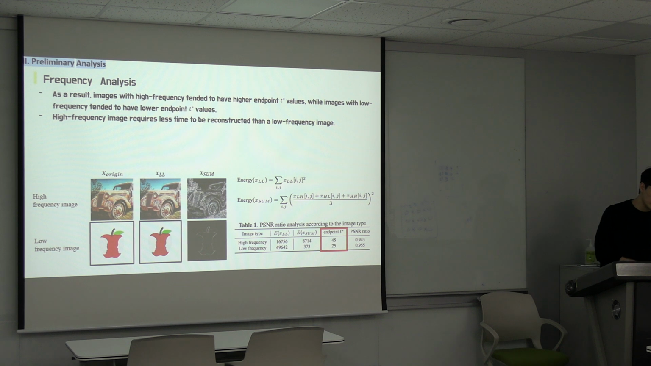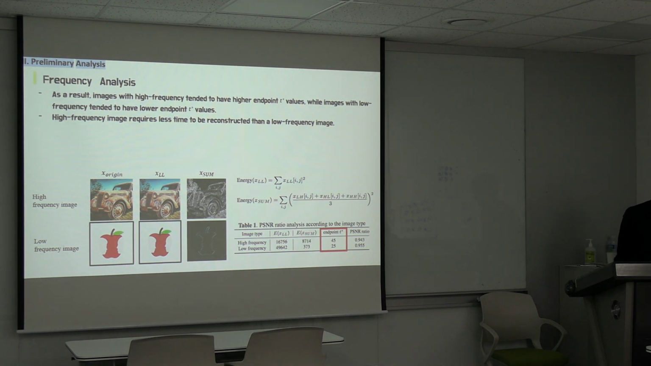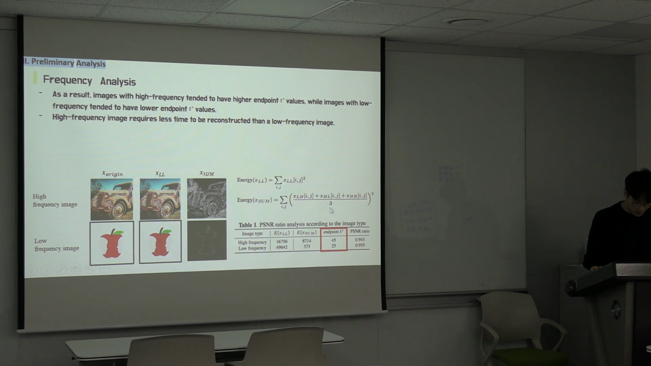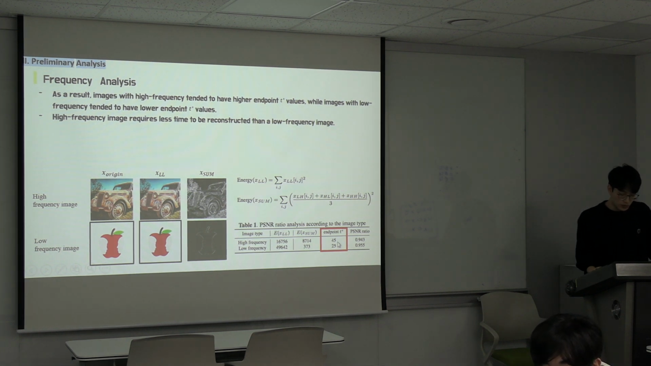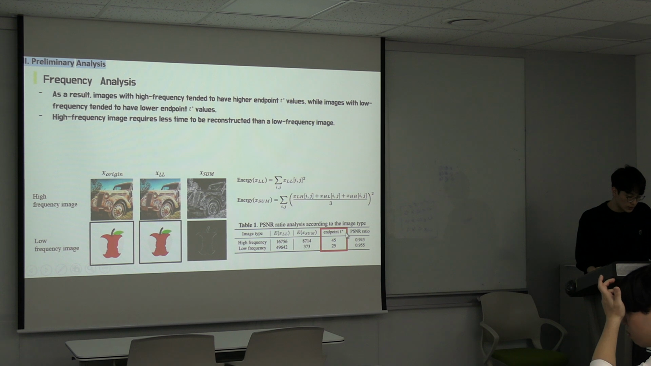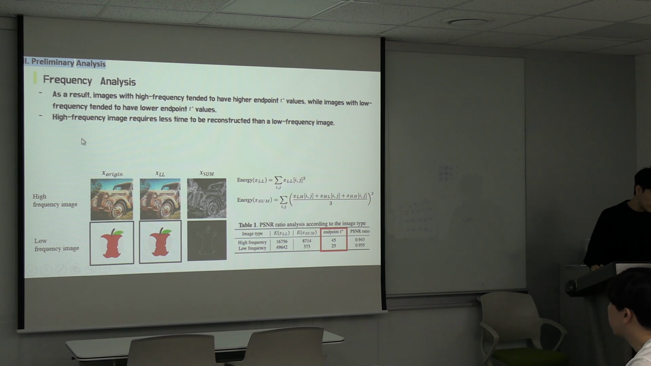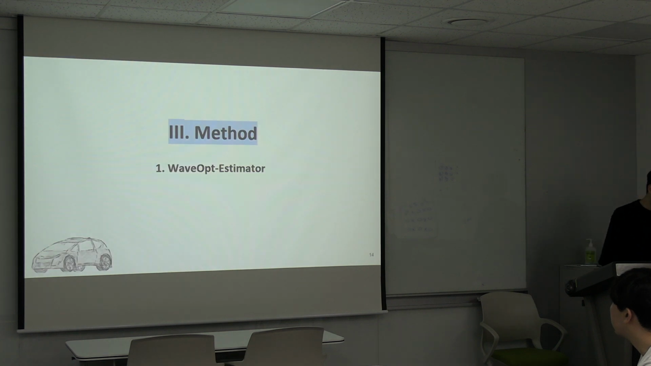So as a result, images with high frequency components tended to have higher endpoint t star values, but images with low frequency tended to have lower endpoint t star values. As you can see here, in the case of the high frequency image, the endpoint t star was 45, and for the low frequency image, you can see that the endpoint t star was 25. So high frequency images require less time to be reconstructed than low frequency images. Let's move on to the method.